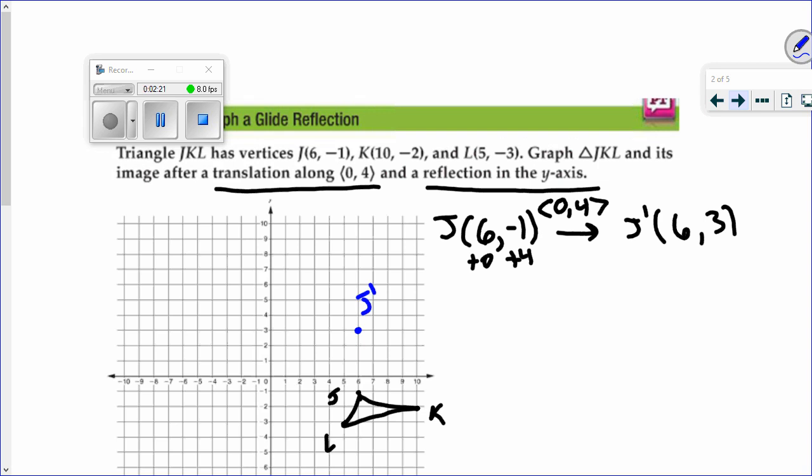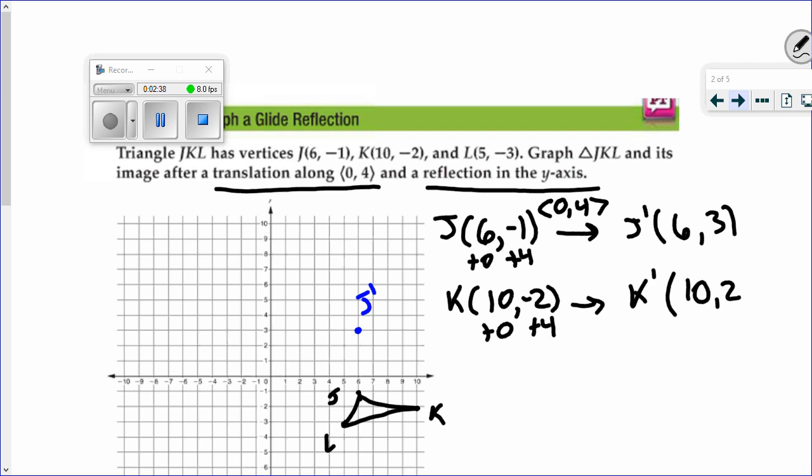Then we want to move point K, and in the same manner we take 10, -2, point K, add 0 to the x-coordinate, and add 4 to the y-coordinate. K prime would be at 10, 2. We plot the point 10, 2, that's K prime. Again, this is just after the translation. We're also going to have to reflect it in just a moment.